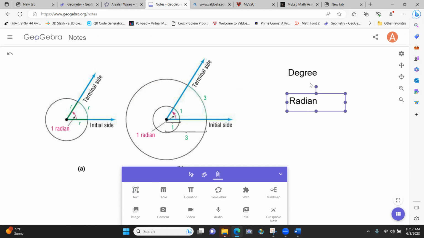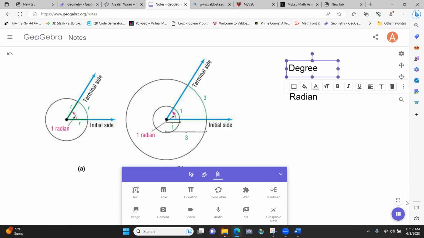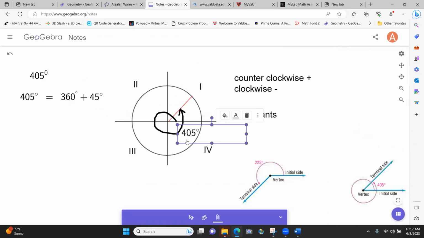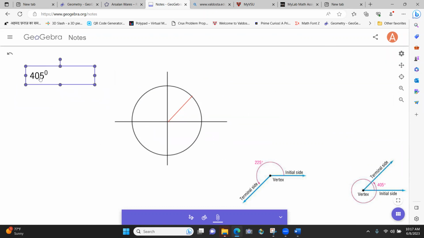One is degree, which is fairly straightforward. Okay, this is 90 degrees. This is 90 degrees, okay? This is 180 degrees. I'm starting here: 90 degrees, 180 degrees, 270, 90 plus 90 plus 90, and 360.